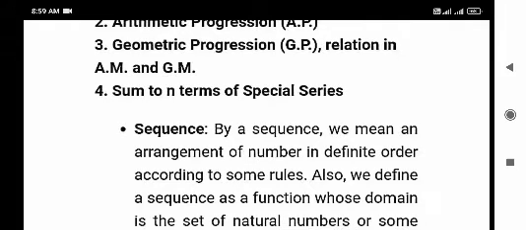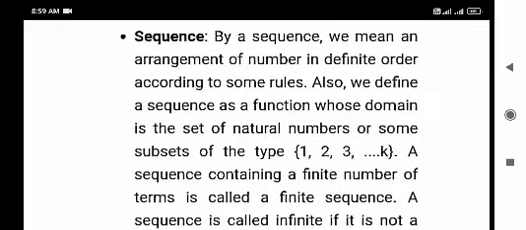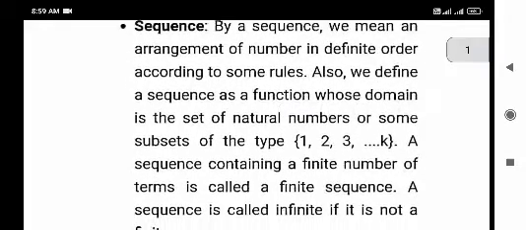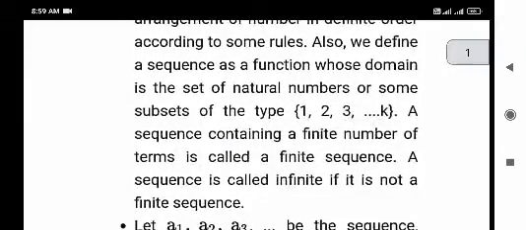Now, what is a sequence? A sequence is the arrangement of numbers in a definite order by following some rules, right? By adding some numbers or by decreasing some numbers, whatever, the sequence is written. So we can define a sequence as a function whose domain is the set of natural numbers or some subset of the type, like suppose 1, 2, 3 up to k, right?